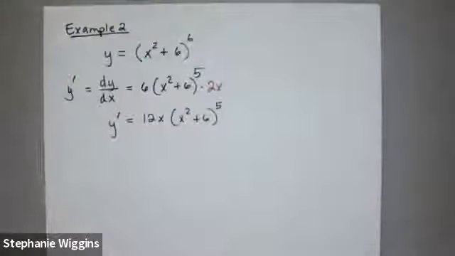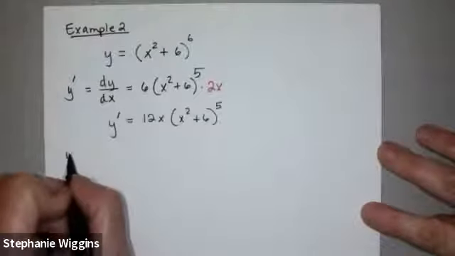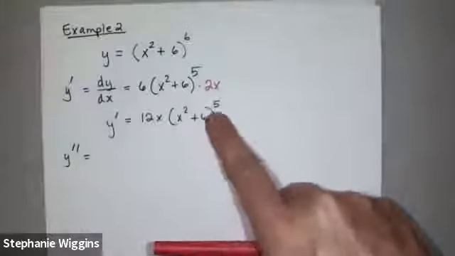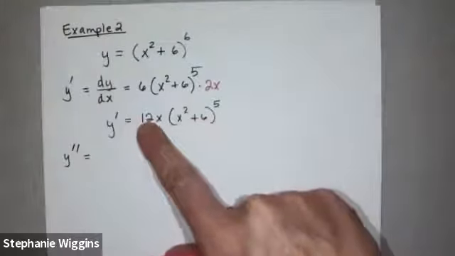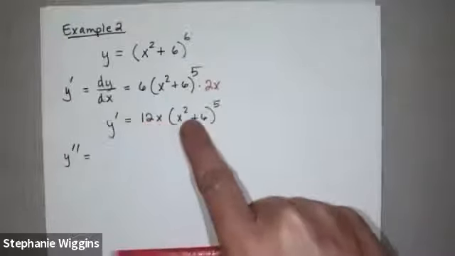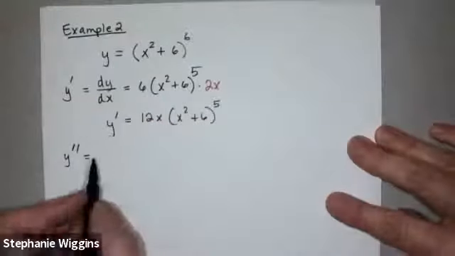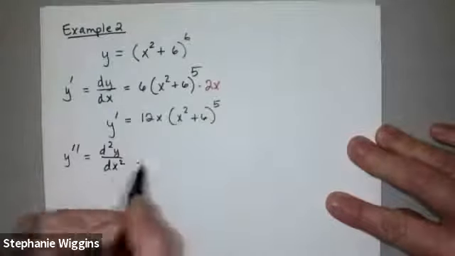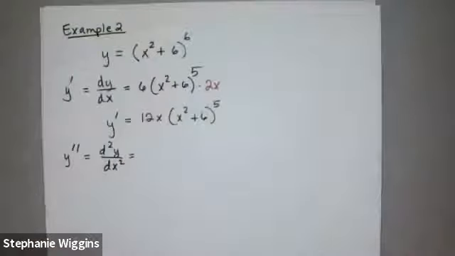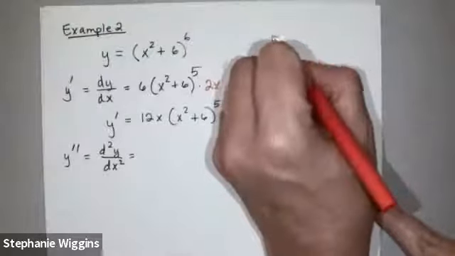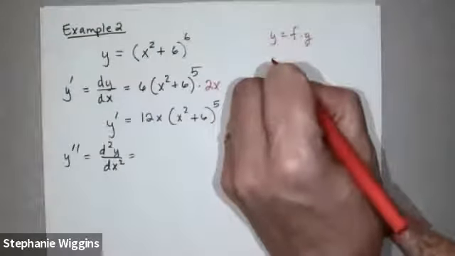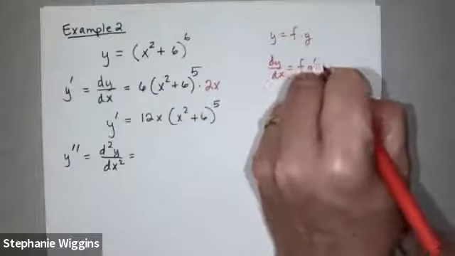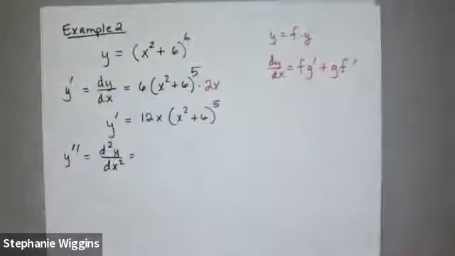Now, to find the second derivative, we take the derivative of this. Notice we're going to have to not only use the chain rule here, but we're going to use the product rule because we have a function 12x multiplied by another function. So taking the second derivative, and using the product rule. Remember, the product rule is the first function times the derivative of the second plus the second function times the derivative of the first.